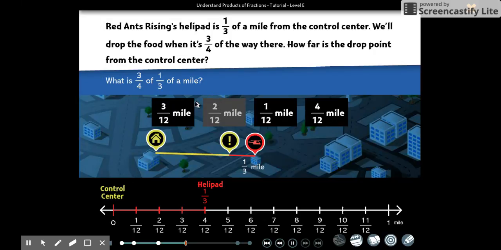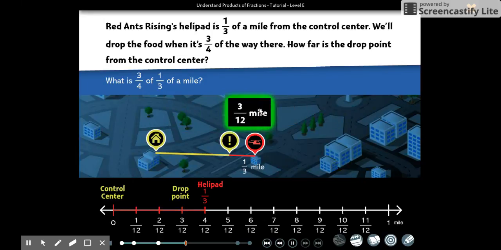Not quite. Check it out on the number line. Each third is divided into 4 equal parts. Red Ants Rising drops the food when it gets to the third part. How far is that from the control center? Actually, each part is 1/12 of the whole mile. So 3 parts are 3/12 of the whole mile.